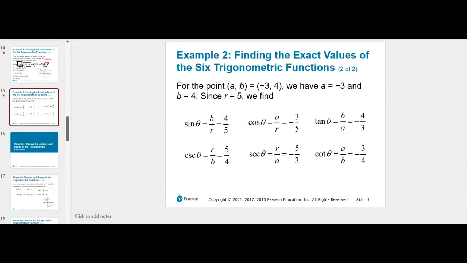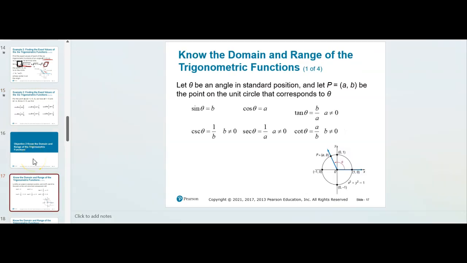All right, so just like we saw in the previous section, once we know r, the radius of the circle that we live on, we can find all 6 trig functions. Now, the domain and range of the trig functions comes from understanding what would happen with these different ratios that we get. So sine and cosine, they are the x and y coordinates of the point on this circle.